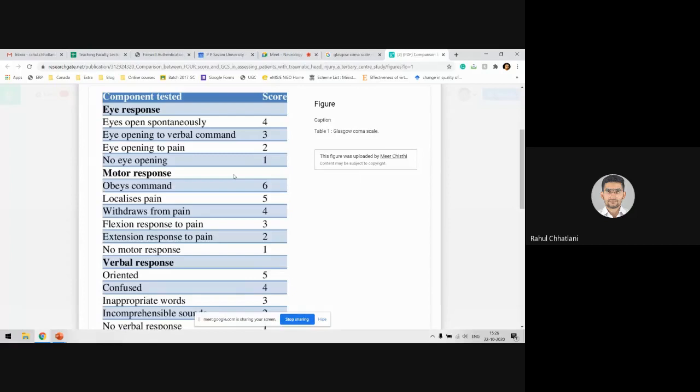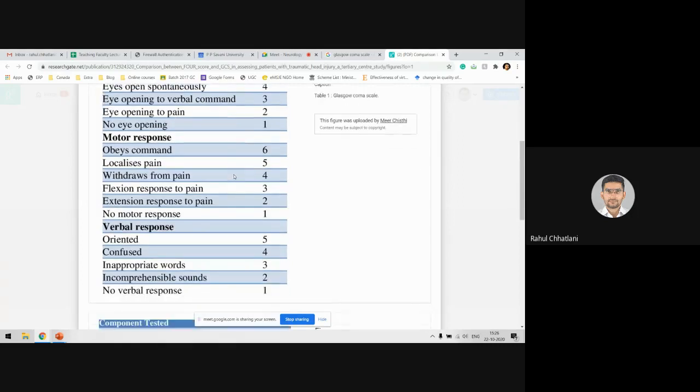If they are making a flexion response, that is grade 3. When you pinch the anterior aspect of the arm and they flex the whole arm, that is grade 3. If they extend the whole arm, that is grade 2, and no response is grade 1.